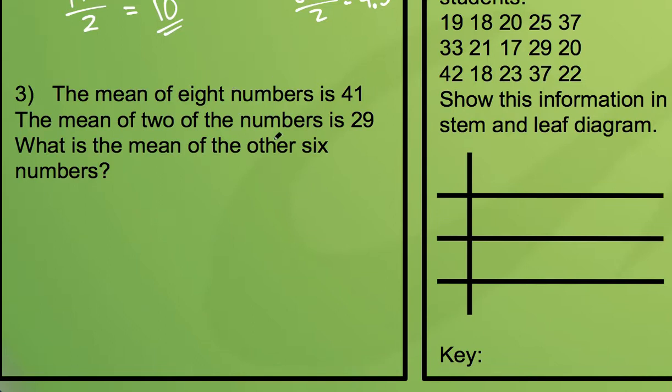If the mean of 8 numbers is 41, that means I've got 8 numbers whose mean is 41. The total of those numbers is 8 times 41, which is 328.